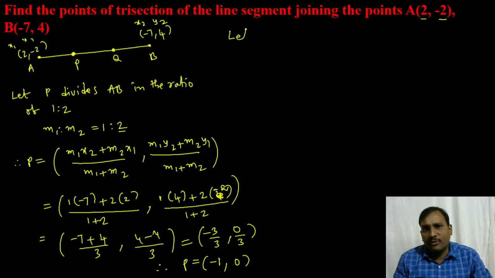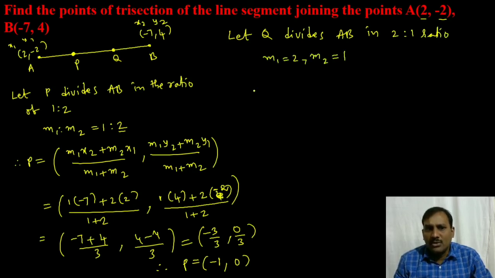Now, we have to find Q also. So, let Q divide AB in the ratio of 2:1. So, here m1 is 2, m2 is 1. Again the same formula, m1x2 plus m2x1. The x1, x2 values do not change, only the m1, m2 values will change. So, m1 is 2 into x2, x2 is -7, plus m2. M2 is here how much? It is 1 into x1, that is 2.